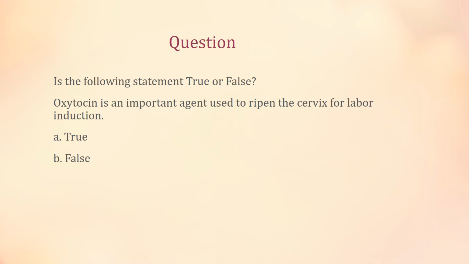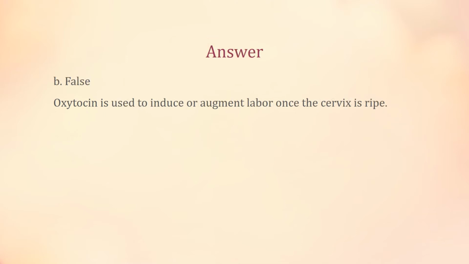Oxytocin is an important agent to ripen the cervix. Yes or no? You need to know the answer to that question. It is used to induce or augment once the cervix is ripe. There are cervical ripening agents that we can give her prior to beginning the induction or the augmentation, and you need to read about those.